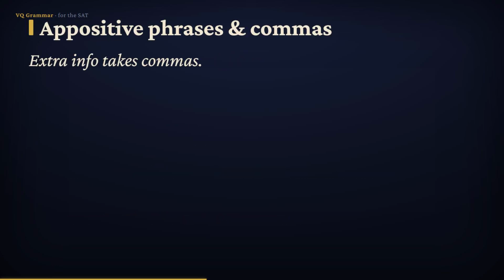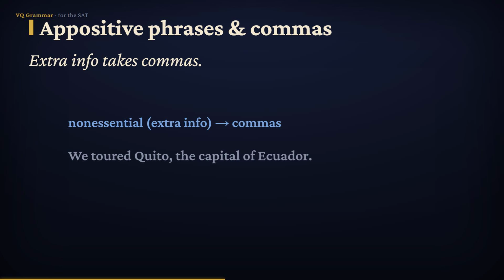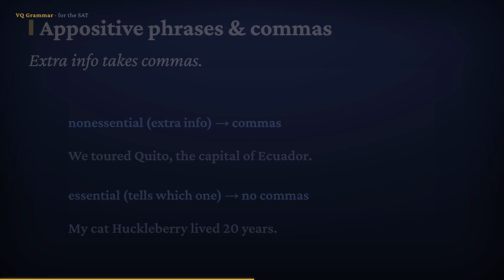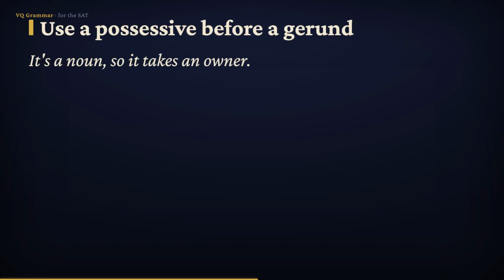When an appositive adds modifiers, it becomes an appositive phrase, and now commas matter. If the appositive is non-essential, just extra information, set it off with commas. "We toured Quito, the capital of Ecuador." But if it's essential, needed to tell which one, use no commas. "My cat Huckleberry lived almost 20 years." No commas, because Huckleberry tells us which cat. So the rule is, non-essential appositives take commas. Essential ones do not.